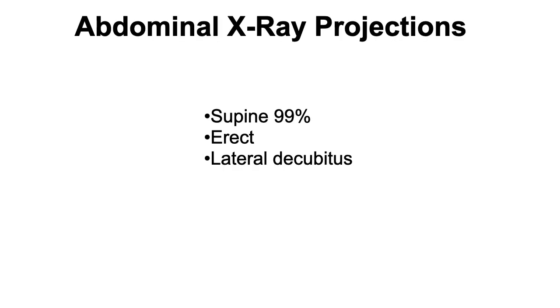In the abdominal X-rays we have these three main views: supine, erect, and lateral decubitus. Supine is the patient lying on the bed. Erect, you know. And then lateral decubitus, which is mainly to know if there is gas in the rectum.